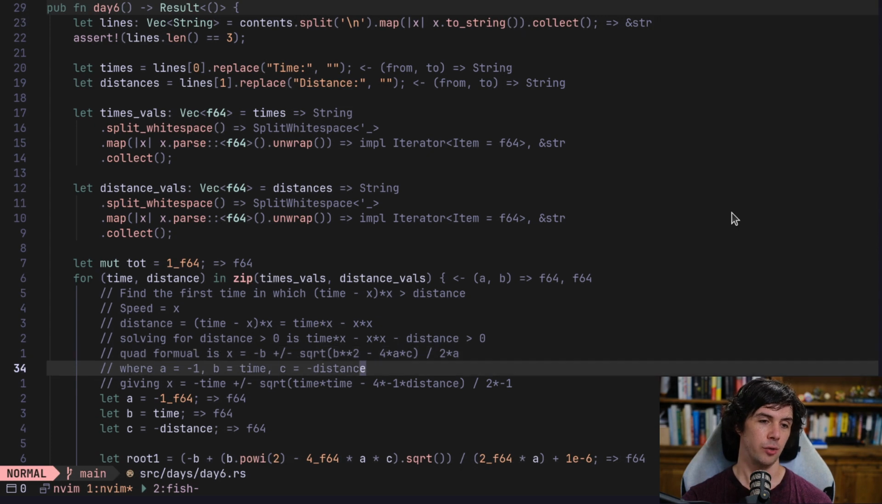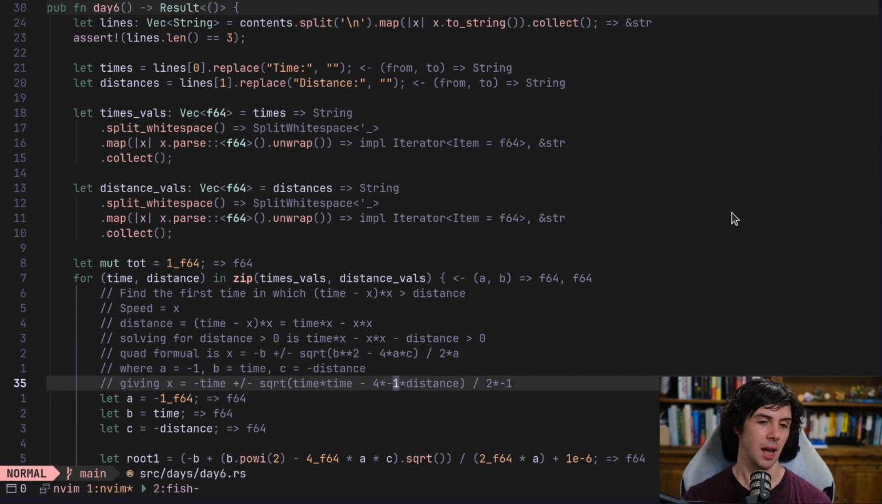If we solve for x in this case, we're going to get two values, and then knowing those two values, we can say, look, any values in between these two, because if you remember a quadratic, let's say it's going up, it goes up, and then it comes back down, so it will cross twice. Anything in that range will exceed the current best distance for that particular race. So that's what we do.